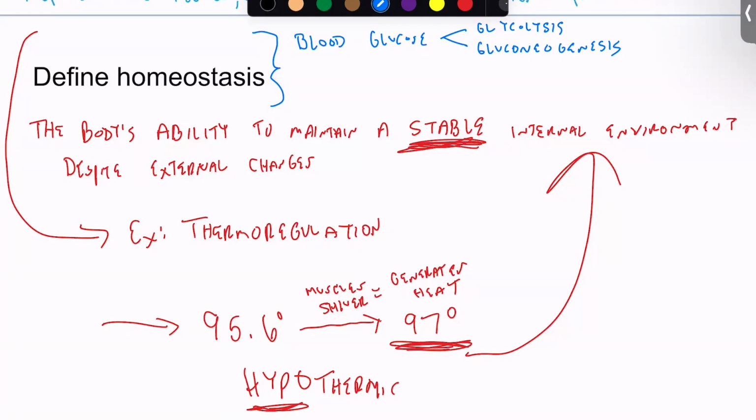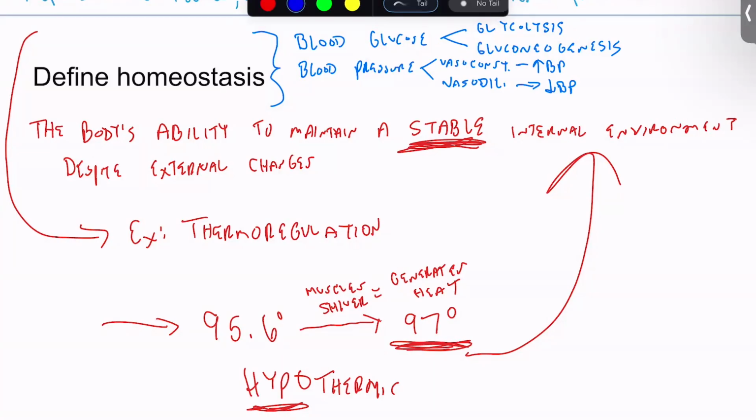Another one is blood pressure, right? So what's the two ways that we control that? We have vasoconstriction, and then we have vasodilation. And so vasodilation will drop your blood pressure. Vasoconstriction will increase your blood pressure.